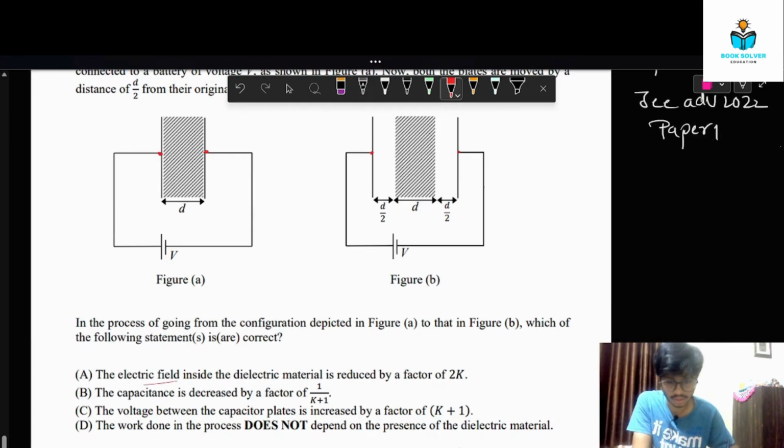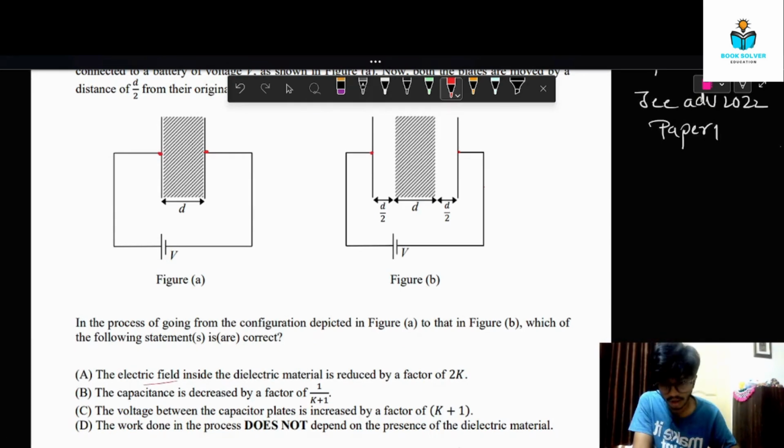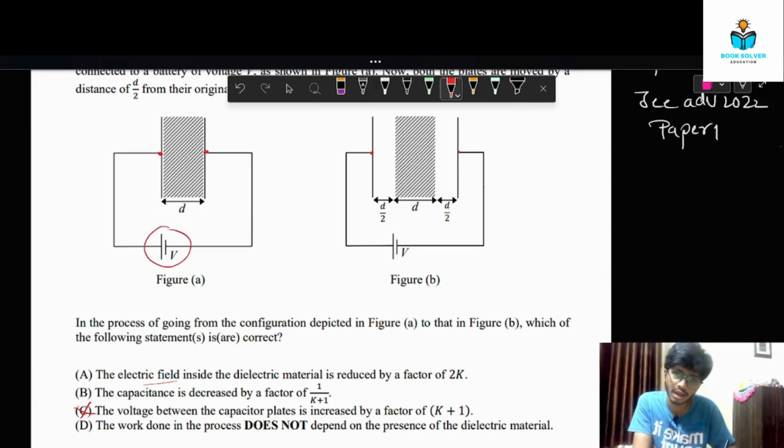What's happening to it? Is it reduced by a factor of 2K? Or the capacitance is reduced by a factor of 1 by K plus 1? Then the voltage between the capacitor plates is increased. This is wrong because the voltage should be constant. It's connected to a battery, so the voltage across the plates will be the same. So this is wrong. The work done in the process does not depend on the presence of dielectric material.